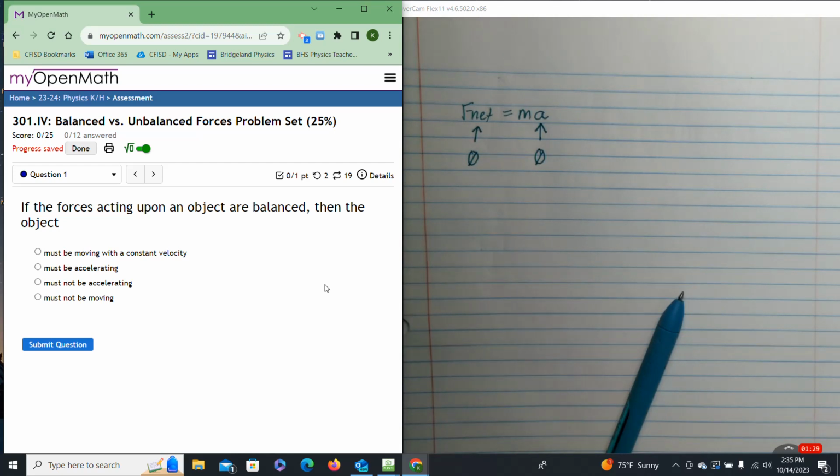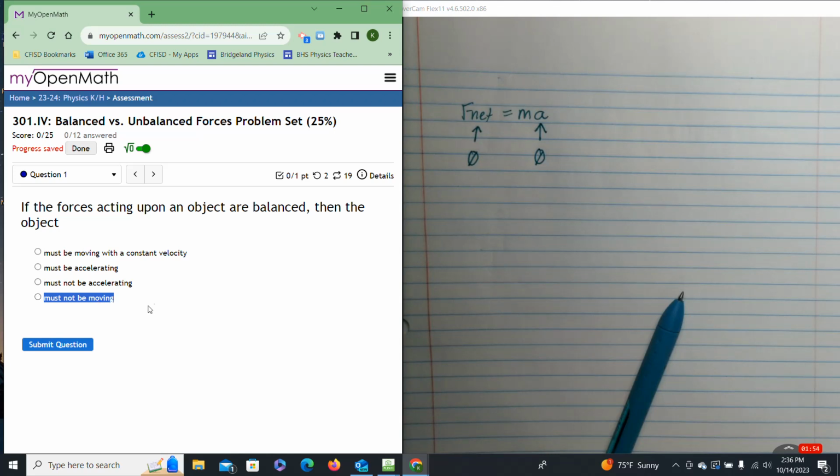Another example of an object that is not accelerating is an object that is not moving. An object that is at rest would, of course, also be experiencing zero acceleration. So it isn't necessarily moving with a constant velocity, and it isn't necessarily not moving. Okay, it says must be, must be. Those are not true statements. If they said could be and could be, they would be true statements.